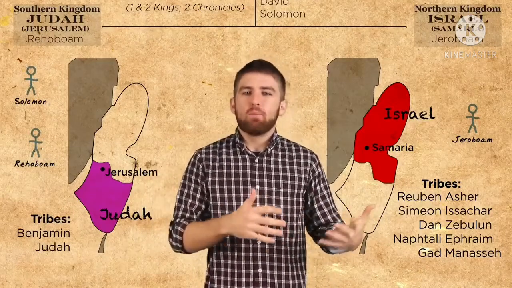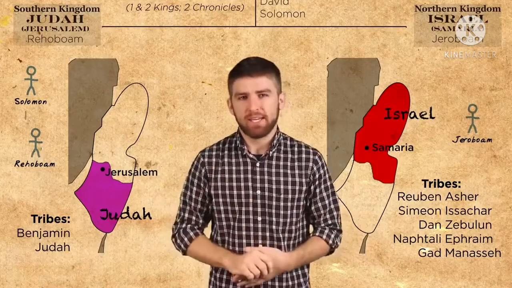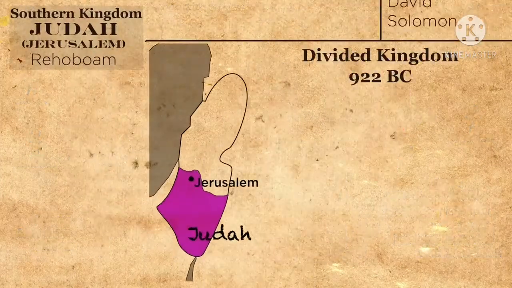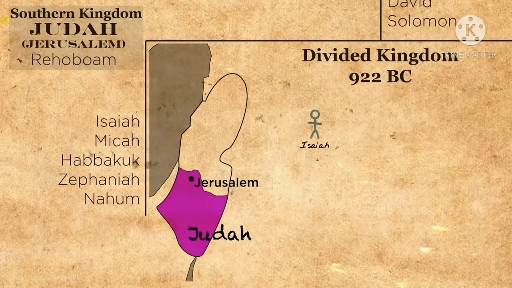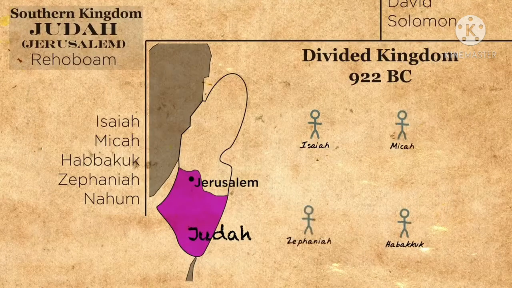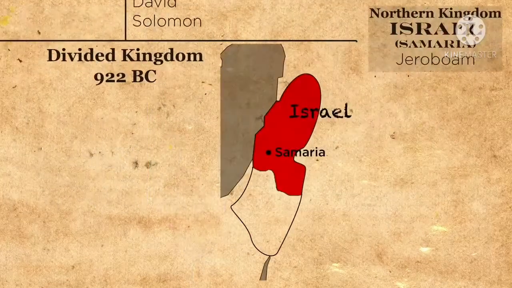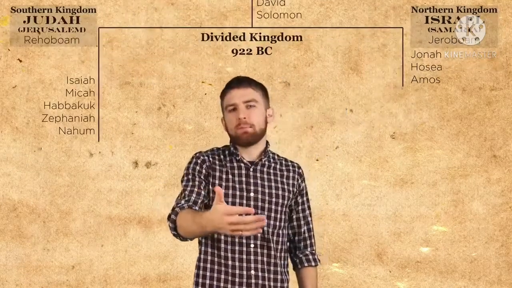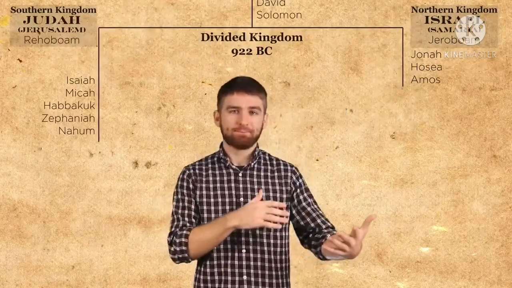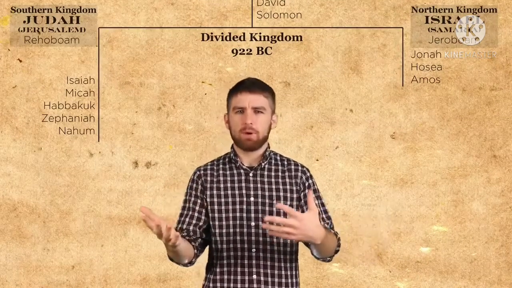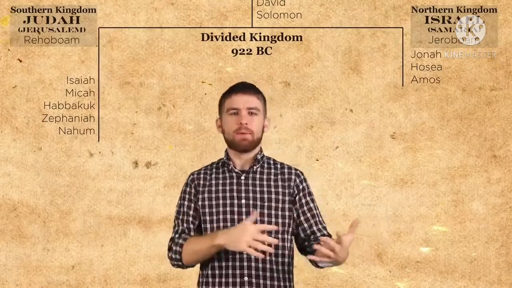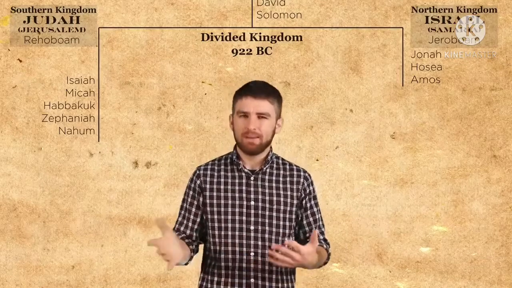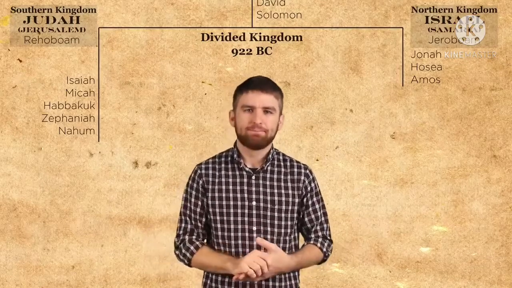This is the period of time when the books that we know of as the prophets begin. During the divided kingdom era, we have Isaiah, Micah, Habakkuk, Zephaniah, and Nahum, who prophesy to the southern kingdom, Judah. And then we have Jonah, Hosea, and Amos, who prophesy to the northern kingdom, Israel. The prophets are sent to guide God's people and deliver his messages to the people. They give a whole lot of warnings promising imminent destruction unless the people repent and follow God. Well, the people don't repent.